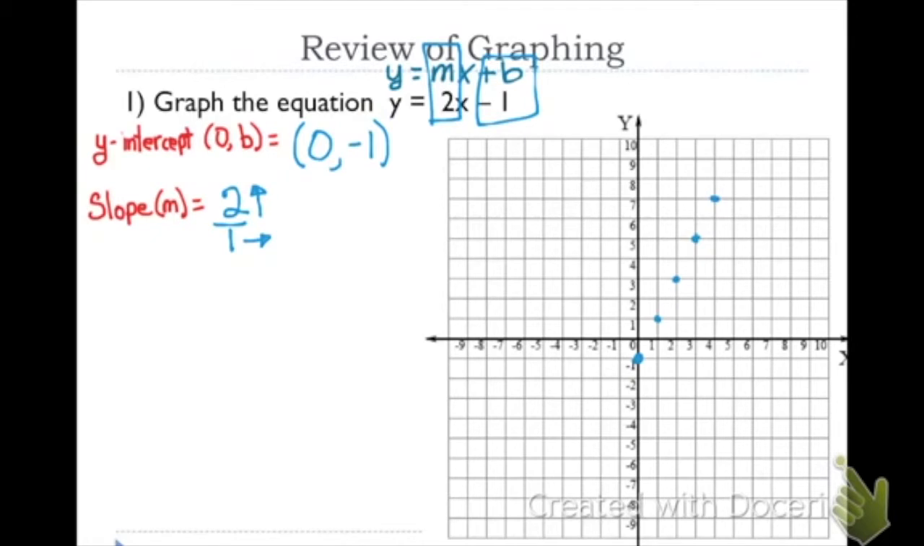Now remember, critical, critical, critical. You need to make sure that you are using a straight edge. This is especially important when we get into solving systems. So I'm going to use a straight edge and I'm going to draw the line. So that's just a quick review of graphing an equation. Now, let's look at solving a system by graphing.